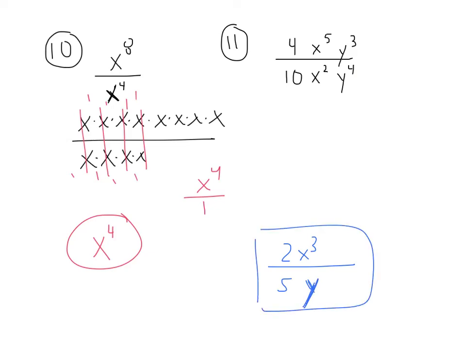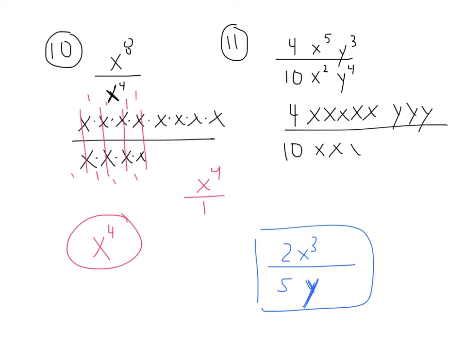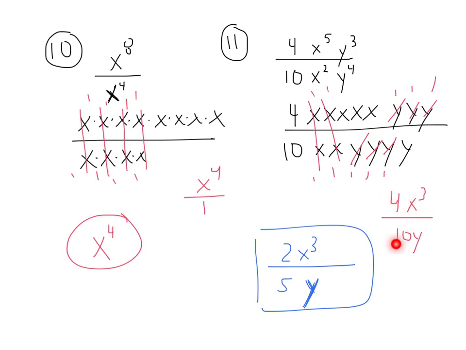Okay? Now, if you want to see that one worked out, I'll do that real fast. This is 4, and then we have 5 factors of x, 3 factors of y. On the bottom we have 10, 2 factors of x, and 4 factors of y. Okay? So these divide out. Those all become 1. Right? So we end up with, let me write it over here, 4x cubed over 10y. And then don't forget, this 4/10, you can just reduce that. 4/10 is the same thing as 2/5. So 2x cubed over 5y.